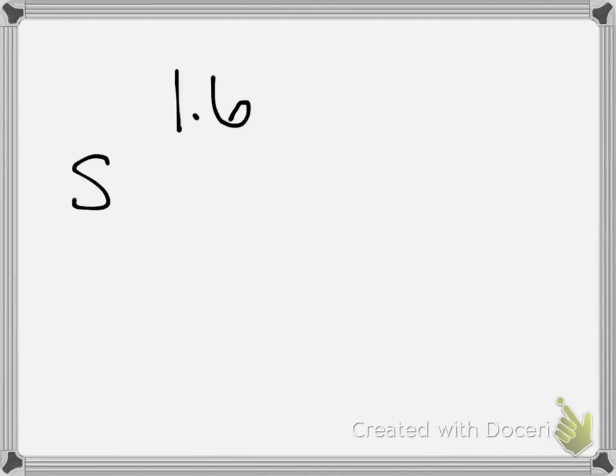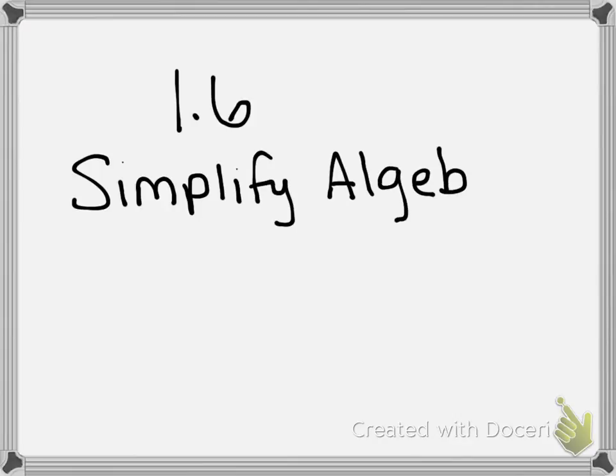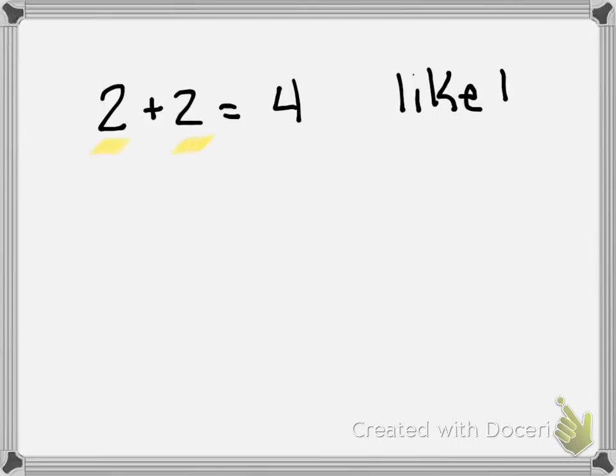This lesson is going to focus on simplifying algebraic expressions. Now, we've done a lot of simplifying of expressions with just numbers and exponents, but not a lot of variables in there. So when we get an algebraic expression, that means we have a variable, x, y, r, m, n, any of those. So if we have 2 plus 2, that's 4, and you can add those up because these are like terms. They're both a constant.